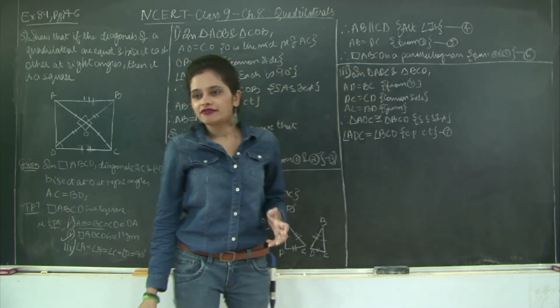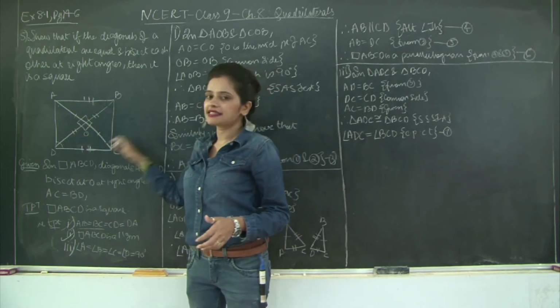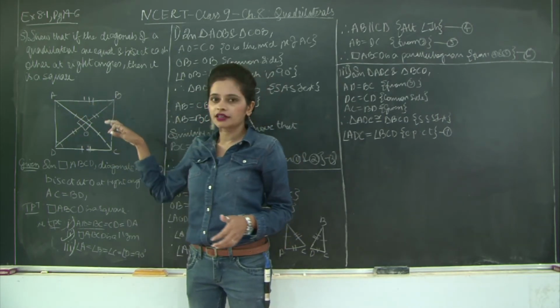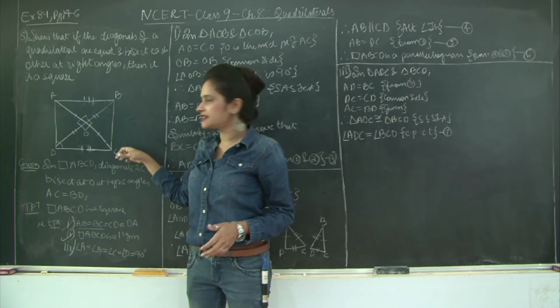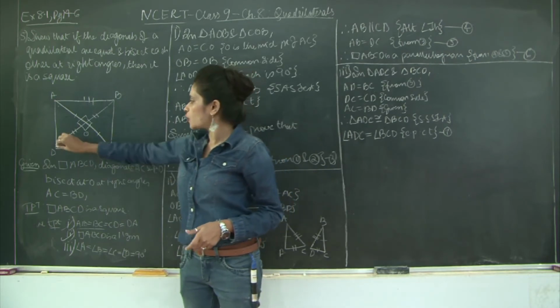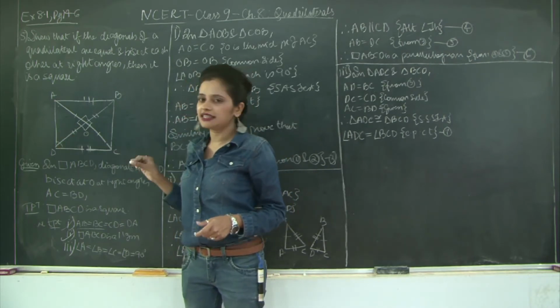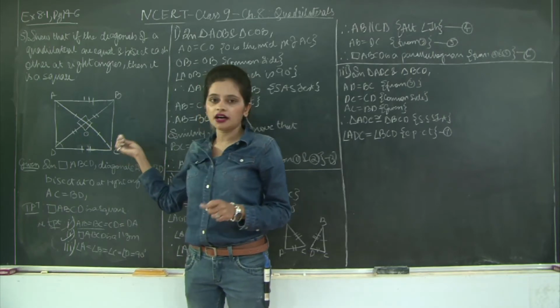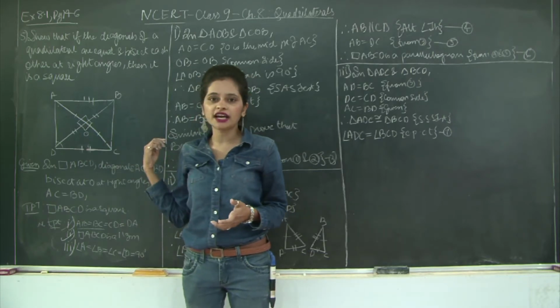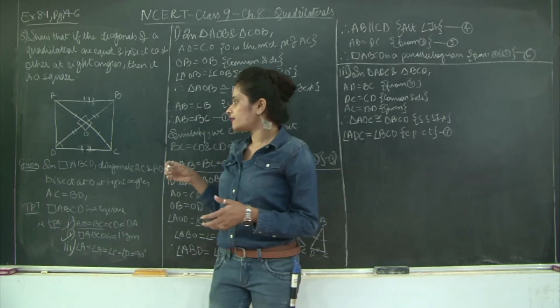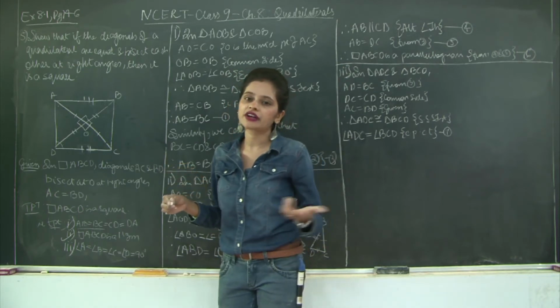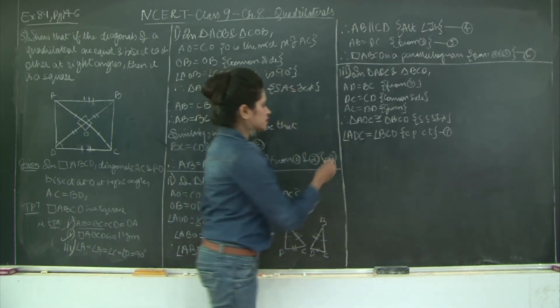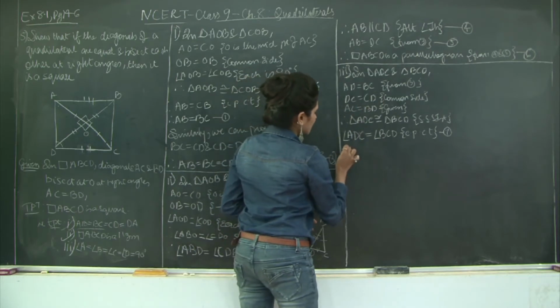But what do you have? You have ABCD as your parallelogram. That means AD is parallel to BC and DC is the transversal. So angle ADC and BCD, the sum of these two angles is going to be 180 degrees. Why? Because they form the interior angles on the same side of the transversal DC, right? So what will I say?